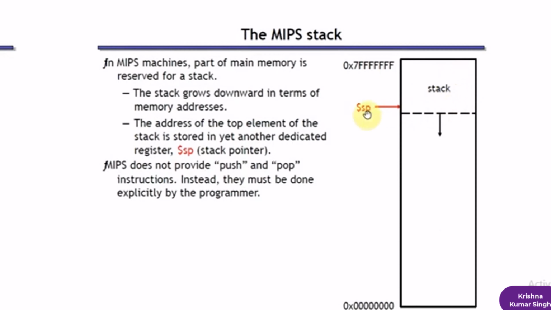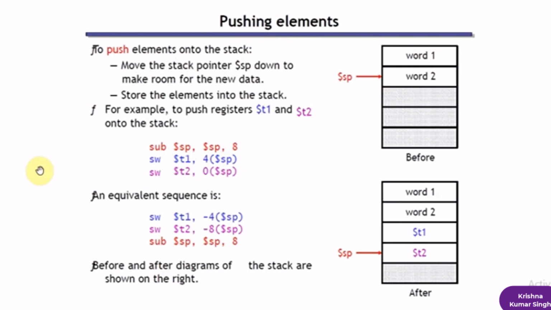A part of memory is reserved for a stack, and we have a special register, $sp, the stack pointer, but we don't have push or pop instructions in MIPS assembly language. So you have to implement these operations by using the stack pointer, incrementing or decrementing per unit in order to update the stack pointer. And by using load and store, you can pop one element or push one element in the stack area.